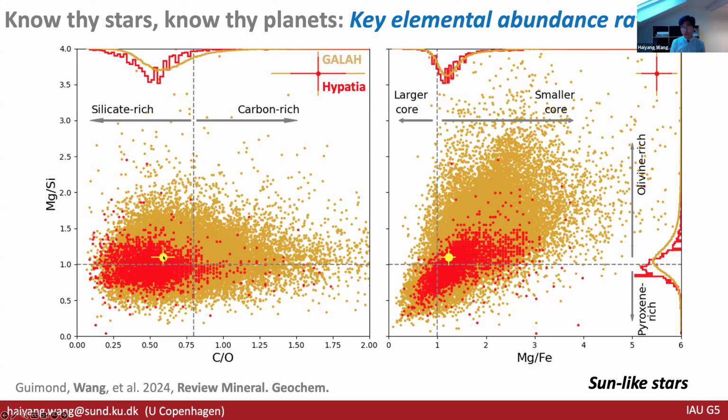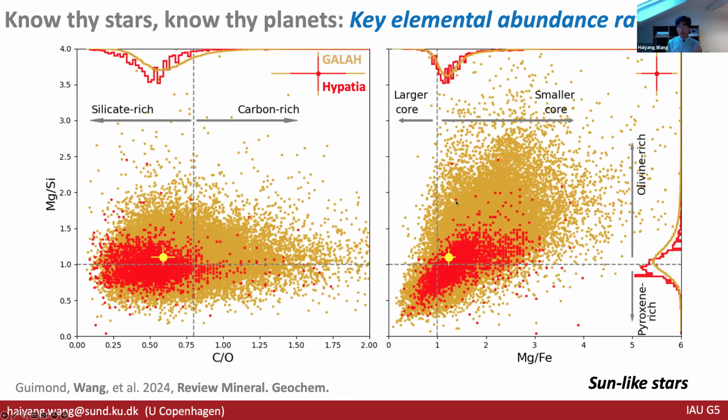So, the bright yellow dot shows the solar composition, and red and yellow show the data points from the different catalogs. And for magnesium to iron, because magnesium is a lithophile element and iron is a siderophile, lithophile means that the element will preferably be in the mantle, while siderophile preferably in the core, like iron. So a higher magnesium to iron ratio may imply that the planet may develop a smaller core, or otherwise it will have a larger core.